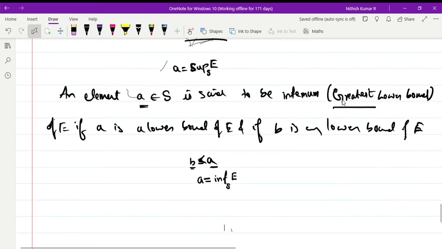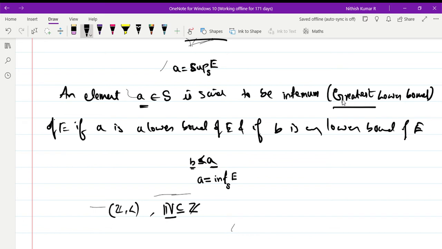Now we have seen that in the ordered set Z, N is clearly a subset of Z, but this N is not bounded above, so it has no upper bound. Since to get a supremum we need an upper bound, and N is not bounded above, N has no supremum in Z.